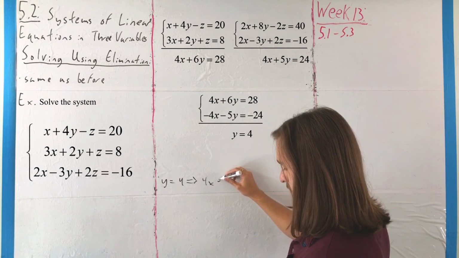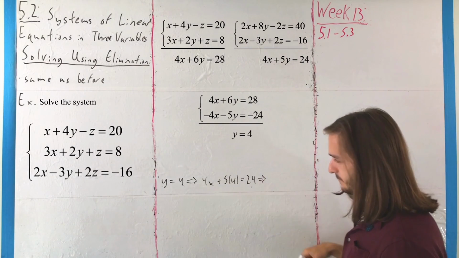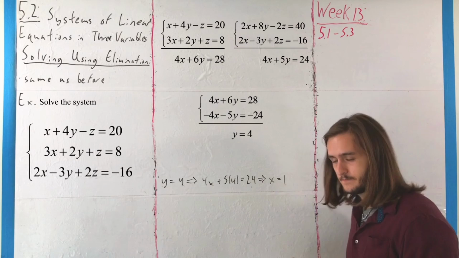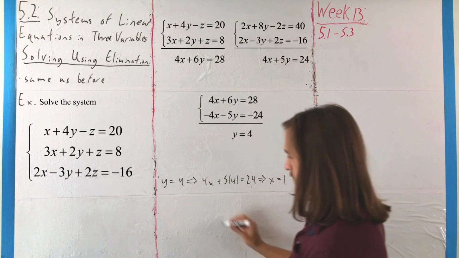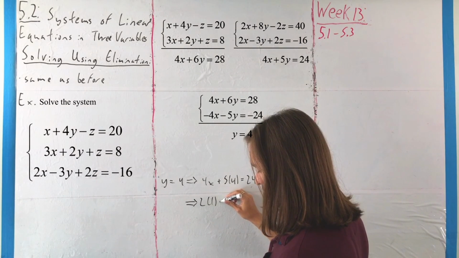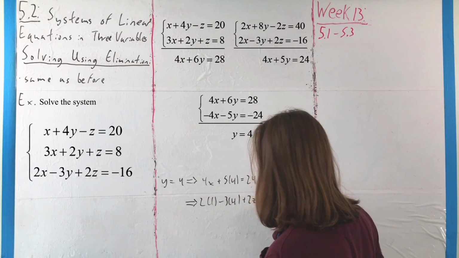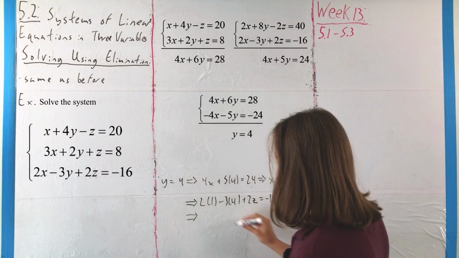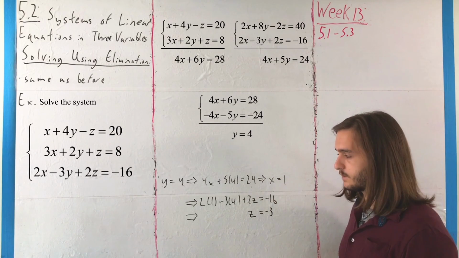We would have 4x plus 5 times 4 is equal to 24, or pull over the 20, divide by 4, and what you would have is x is equal to 1. And then to get z, you do the same sort of thing. You can plug that into any of our equations. I'm going to pick the third one here for absolutely no good reason. But for that, what you would end up with is something like 2 times 1 minus 3 times 4 plus 2z is equal to negative 16. And you can pull our terms around a little bit more here, move some of these positives and negatives, and what you would end up with is that z should end up being equal to negative 3. So that's our third coordinate.